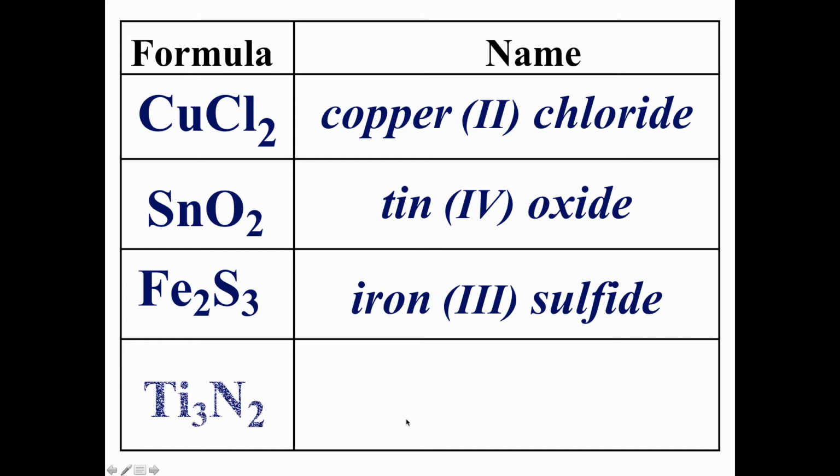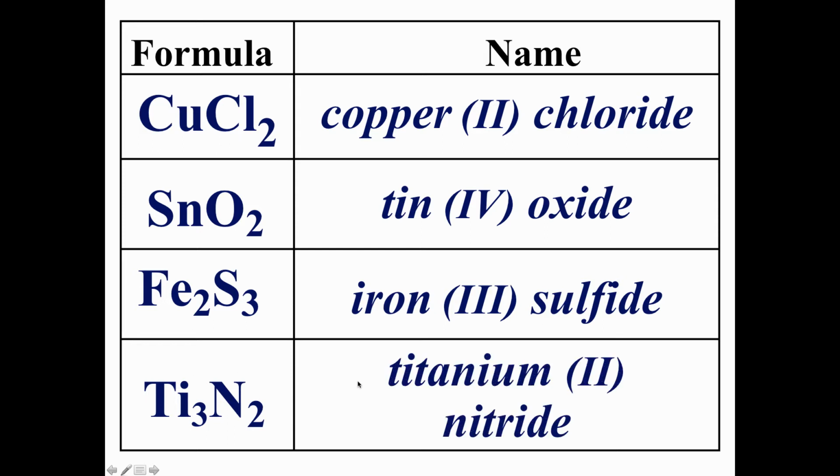Well, let's do one more for good measure. How would we name Ti3N2? We notice titanium is a transition metal, hard to predict its charge, but if we know the formula and we know that nitrogen makes a -3 nitride ion, -3 times 2 is -6. -6 has to be balanced by +6. +6 is split among 3 titanium ions, which means each titanium ion is +2 charged, and a +2 charge would be written as titanium Roman numeral 2, and then nitride for the rest of the name.